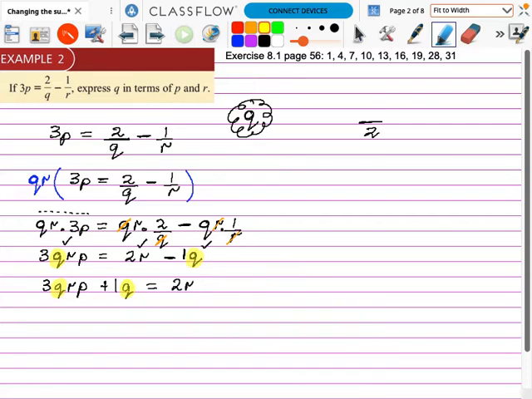What is that method? Michael? Factorize it. So, but we're only going to factorize out the Q. Now, in this case, that's all we can do. So I'm going to factorize out the Q, and what's left behind? Adam, what's left behind? 3RP plus 1, close bracket, is equal to 2R.